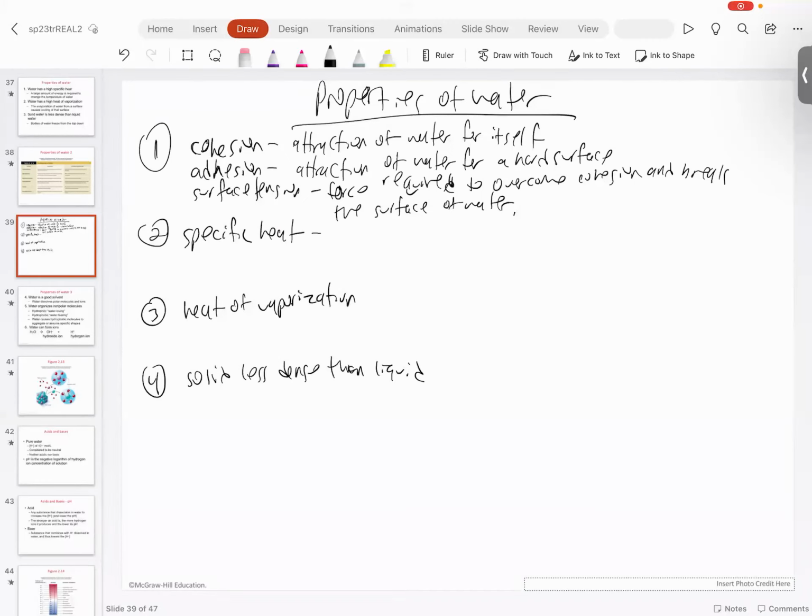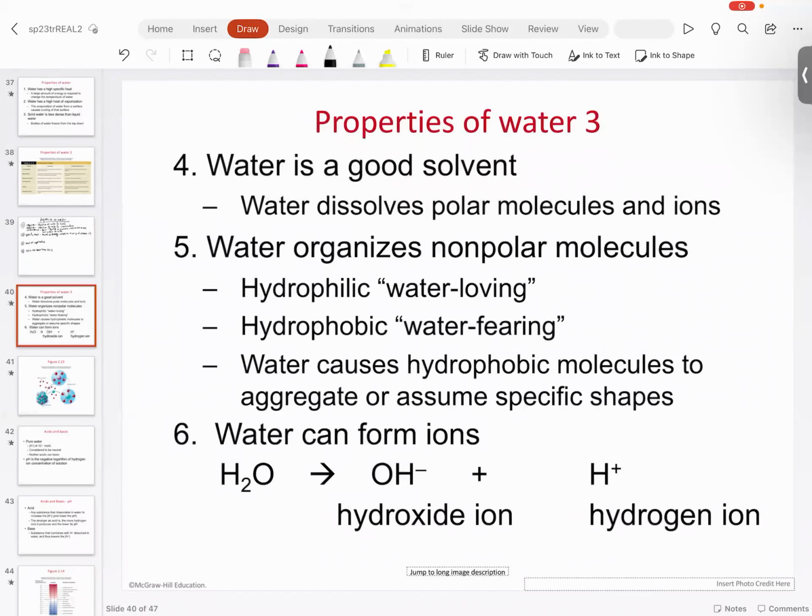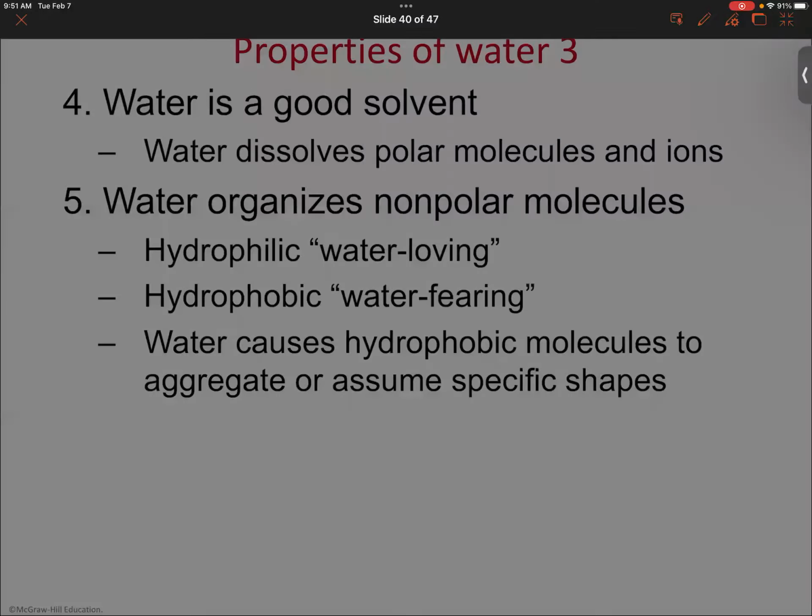And we'll talk a little bit about it. So specific heat is the amount of energy, usually heat, needed to raise 1 gram of substance 1 degree C. Okay, that's all well and good. But what does that mean exactly? Well, let's take a look at it.